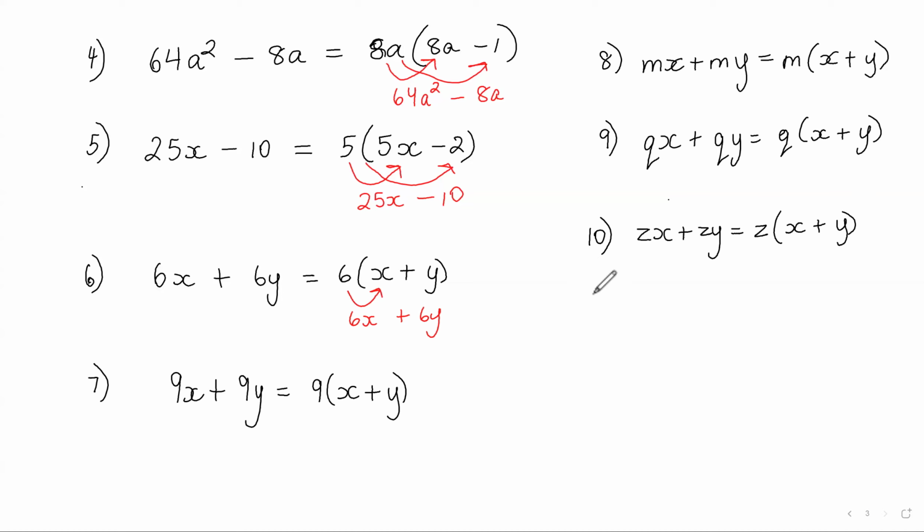Josh Perez. Yes, miss. What about 8x minus 8y? The highest one would be 8, and that would mean x take away y. Correct. X takeaway y is correct.